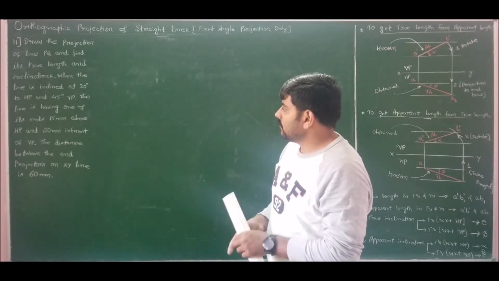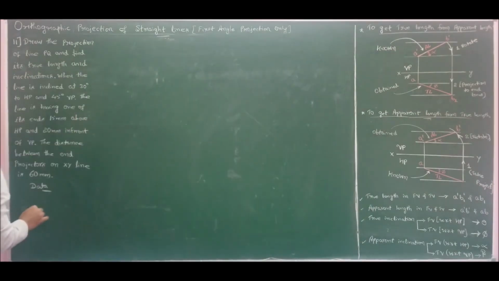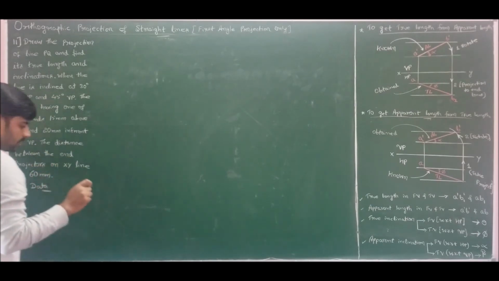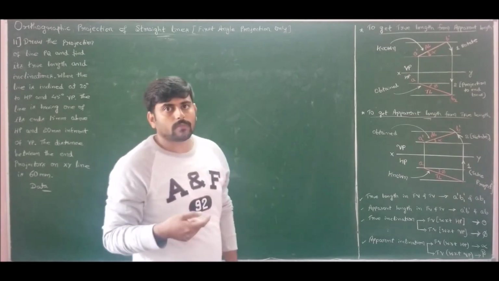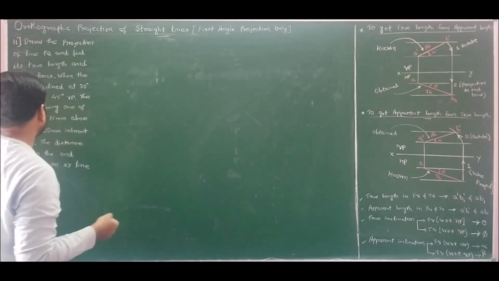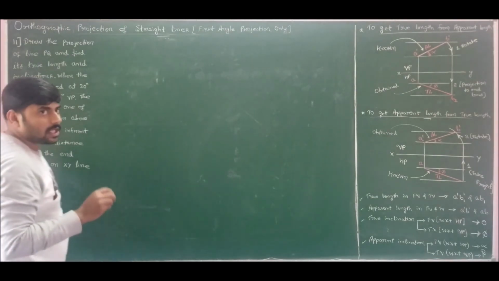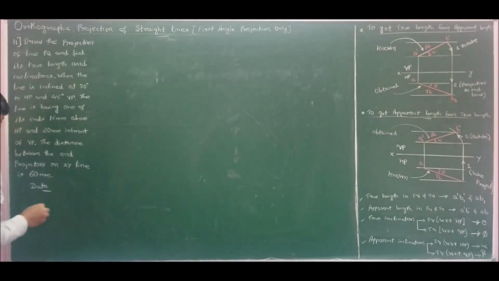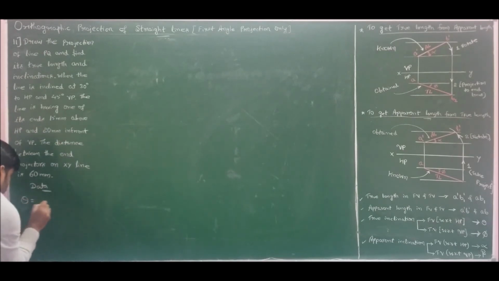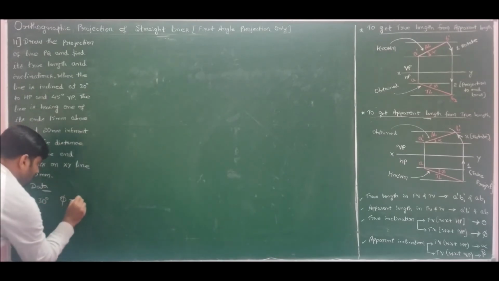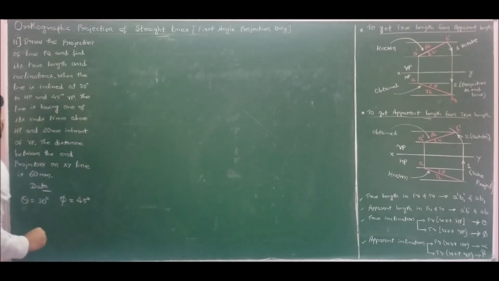So if I list out the data given for this problem, we have line PQ whose true length is unknown. It states that the line is inclined at 30 degrees to HP and 45 degrees to VP. There are no prepositions like appears to be, front view or top view. Since he has given that it is inclined at 30 degrees to HP and 45 degrees to VP, these are true inclinations. So he has specified the values of theta and phi. Theta is 30 degrees, the inclination with respect to HP, which I will show in VP, and 45 degrees to VP, which I should show on the horizontal plane.